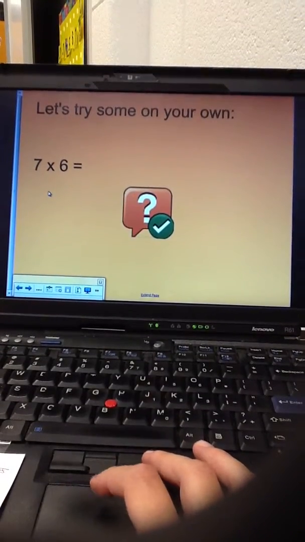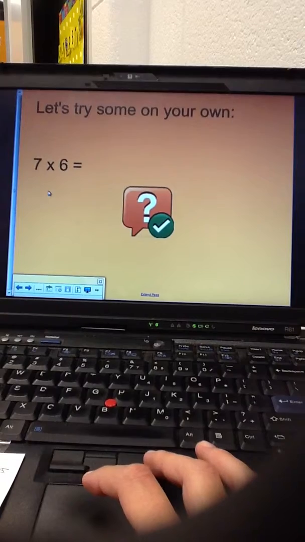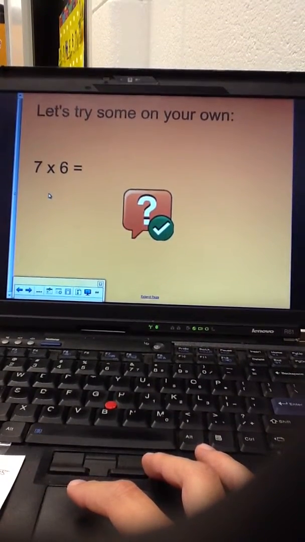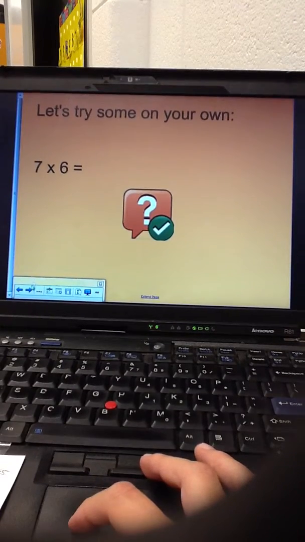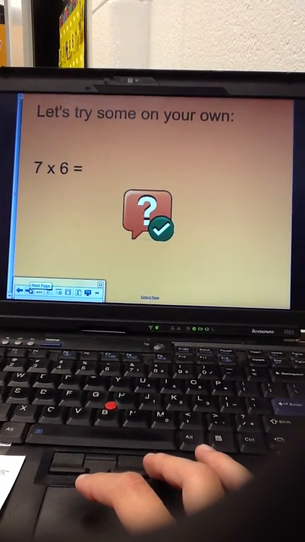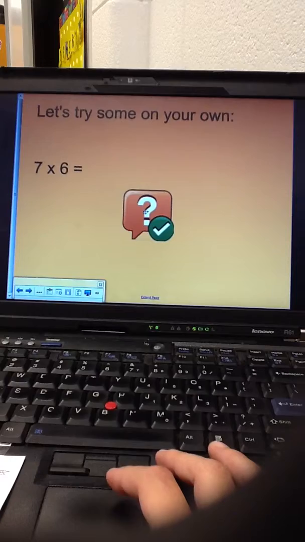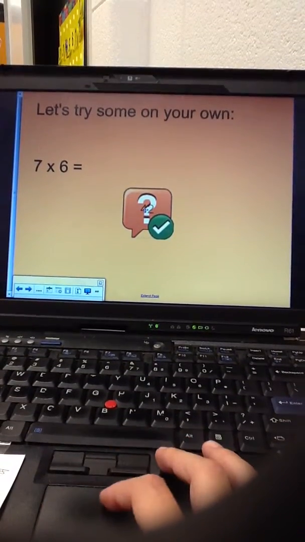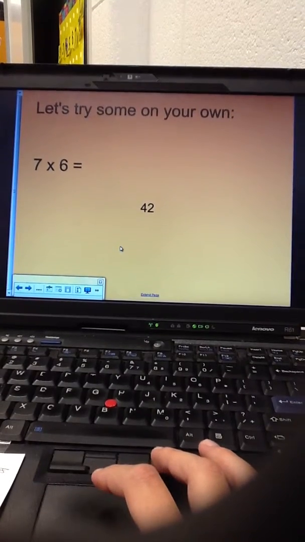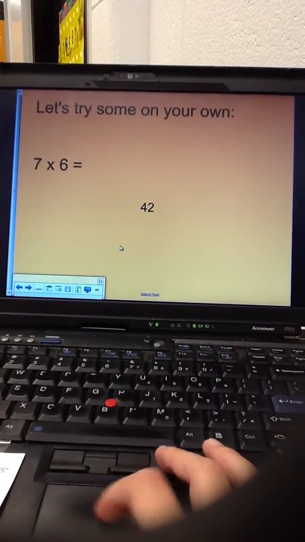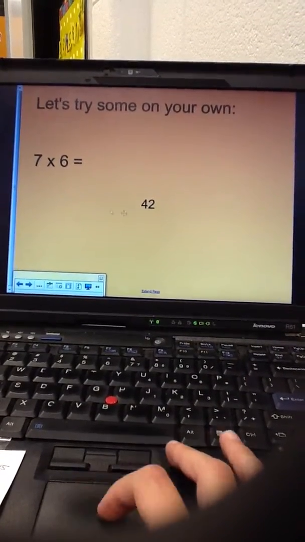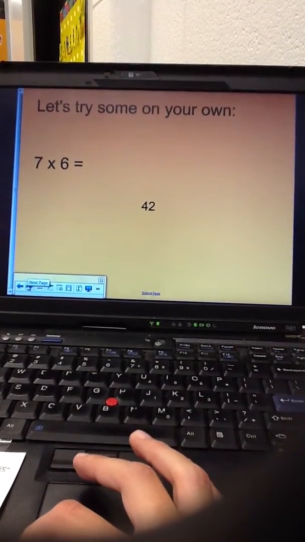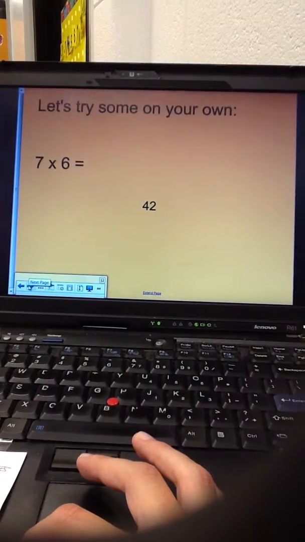Next one, a little bit harder. 7 times 6. Pause the video, use a strategy to solve 7 times 6. Hopefully you and your group got that 7 times 6 equals 42. That was a little bit bigger of a problem because it involved a little bit bigger numbers. Share with your neighbors how you came up with that answer of 42.